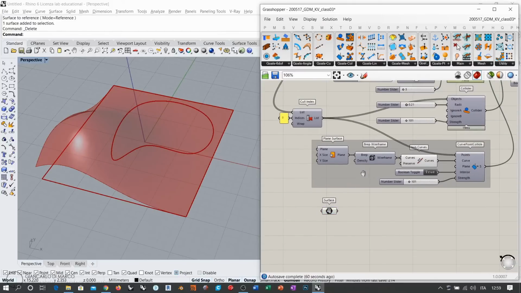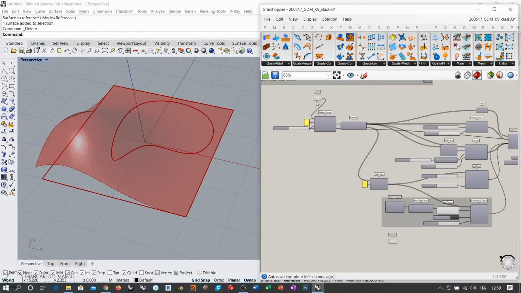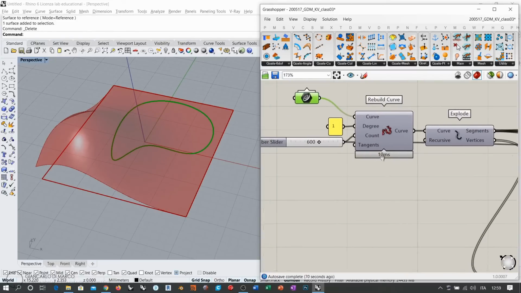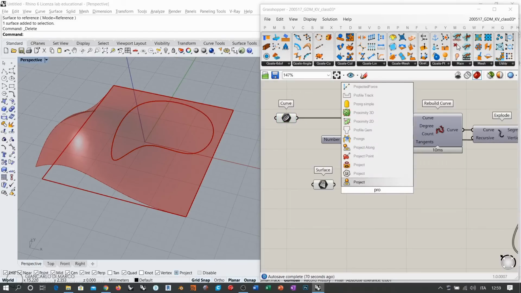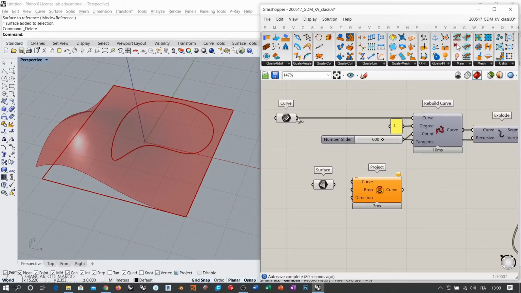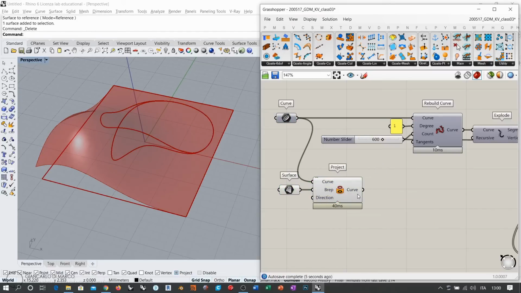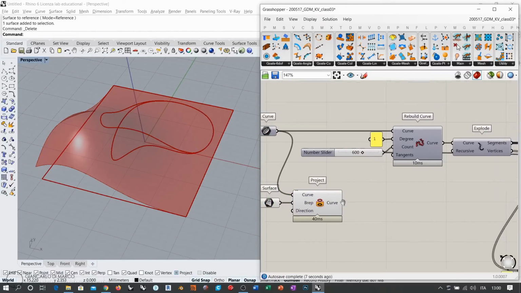Now what I want to do, I want this curve to basically deform on the surface. So in this case, for example, what I would do would be to project. Now there are two project components in Grasshopper. One is project an object onto a plane, which is not what we need, and the other one is project a curve onto a brep. And we want to project our curve onto our new surface. Okay, and so I want to work with this curve actually. And so I take this curve.